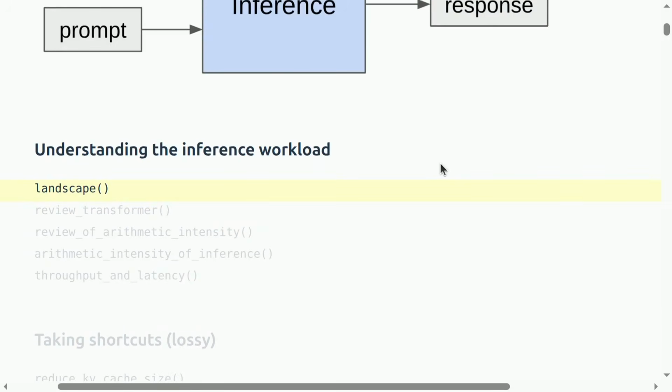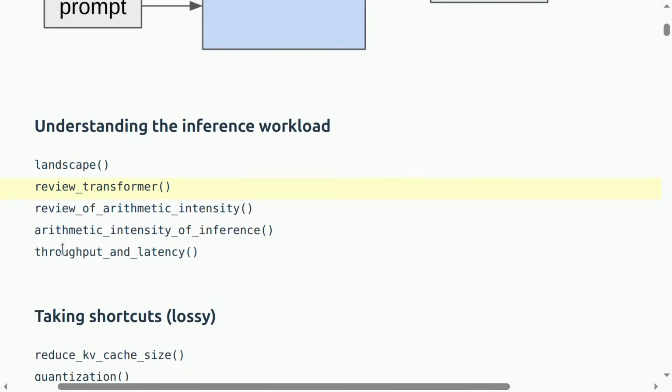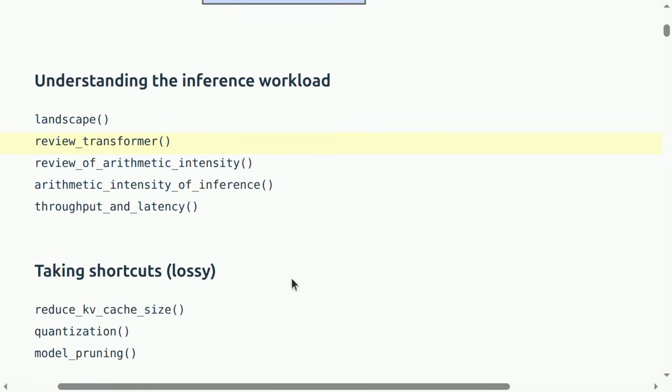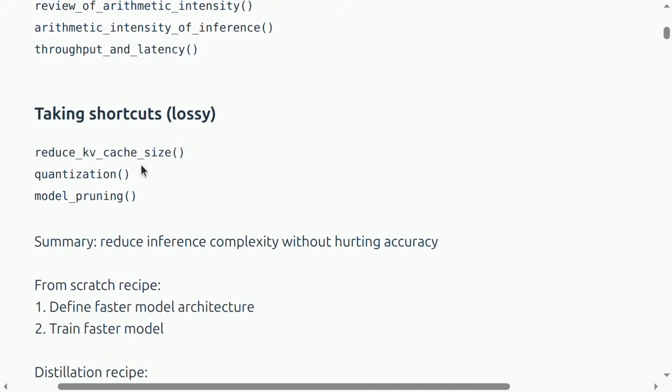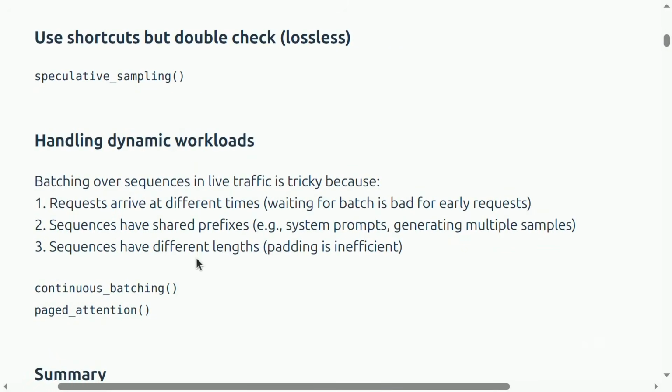All right, so let's go on. First, a preview of what's in this lecture. I'm going to do some math to understand arithmetic intensity, throughput, and latency, and how to think about that for a transformer. Then I'm going to talk about various techniques to reduce the cost by making the KV cache smaller, quantization, and model pruning. And then finally I'll talk about speculative decoding and some practical concerns.